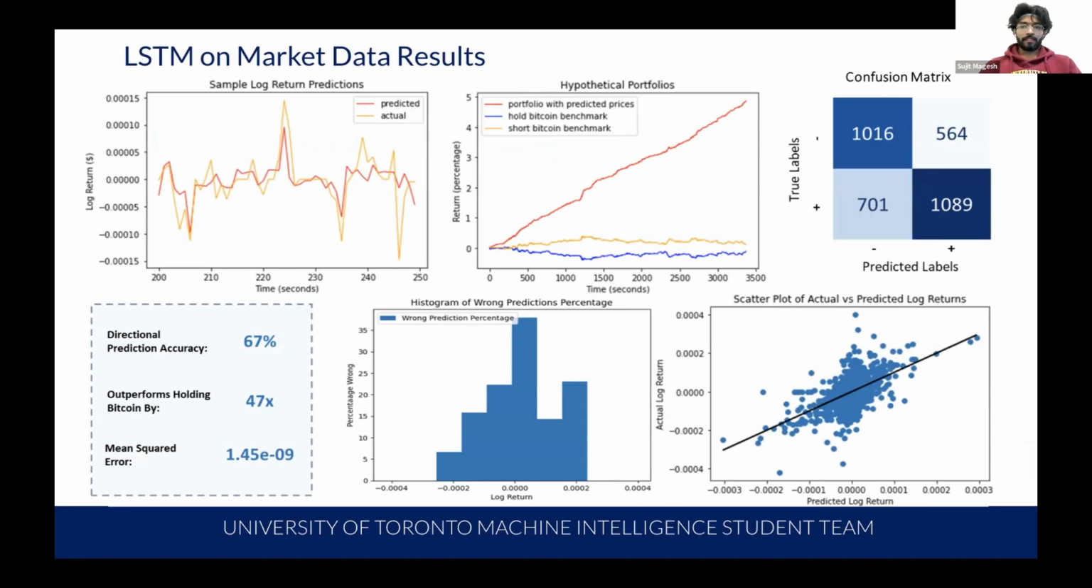First up, we have a 50-second snapshot of the log returns over time in the top left-hand corner. As you can see, the predicted returns in red hug the actual returns in yellow very closely, and the overall trend of the returns is captured by the model. As well, the mean squared error for the predicted log returns is on the order of 10 to the -9, which confirms that we have very low error in our predictions.